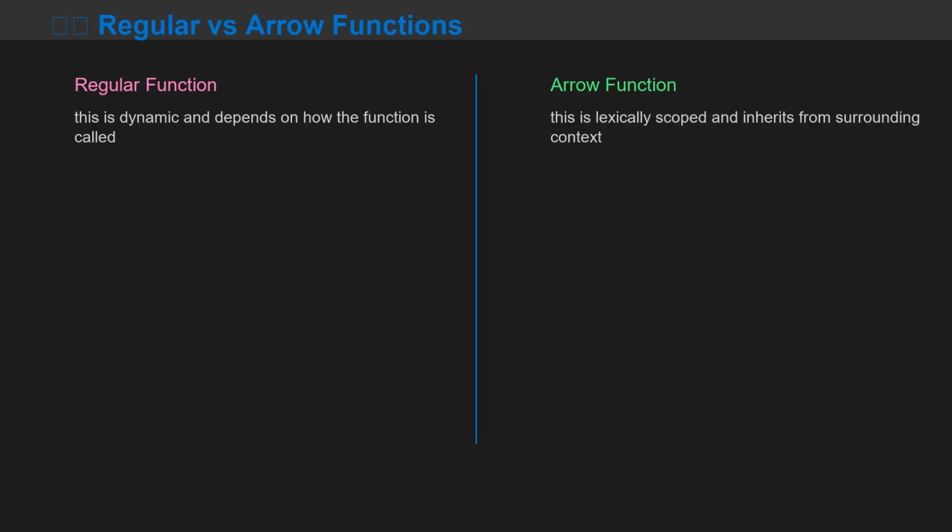Let's compare regular functions and arrow functions. With regular functions, this is dynamic and depends on how the function is called. With arrow functions, this is lexically scoped and inherits from the surrounding context. This is an important distinction to remember.